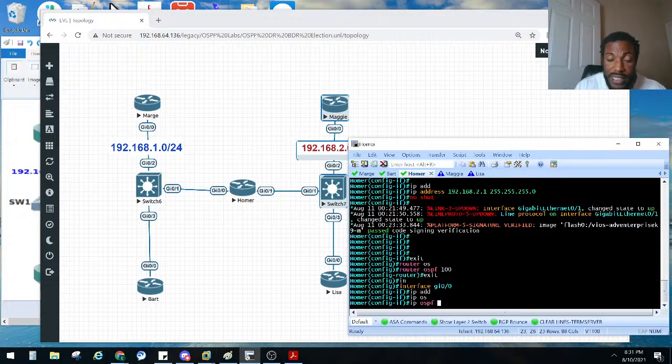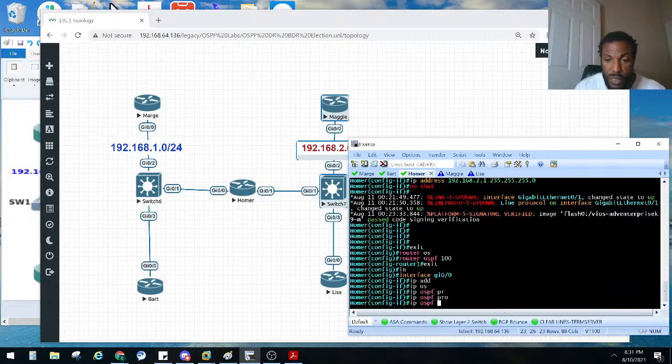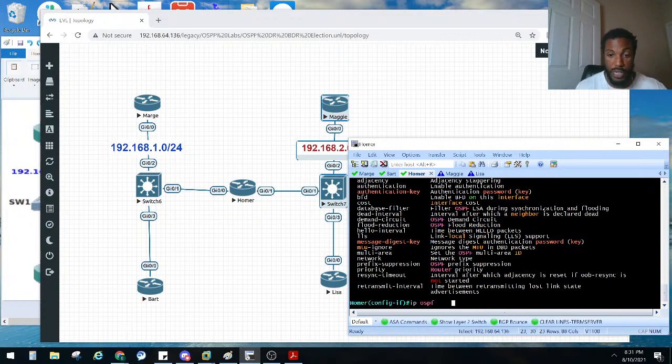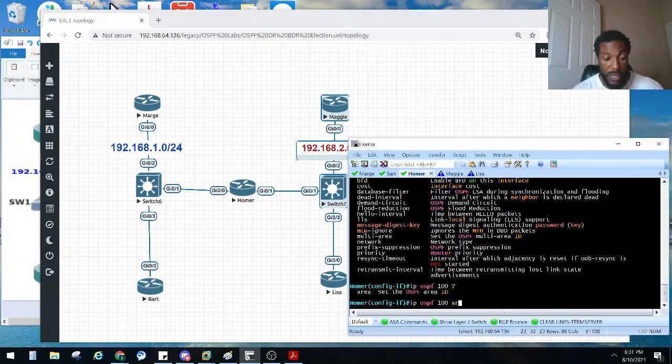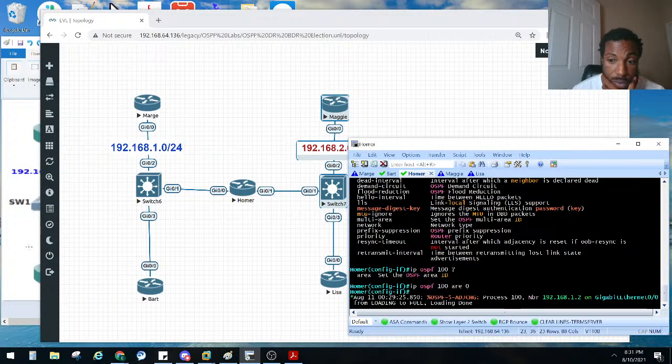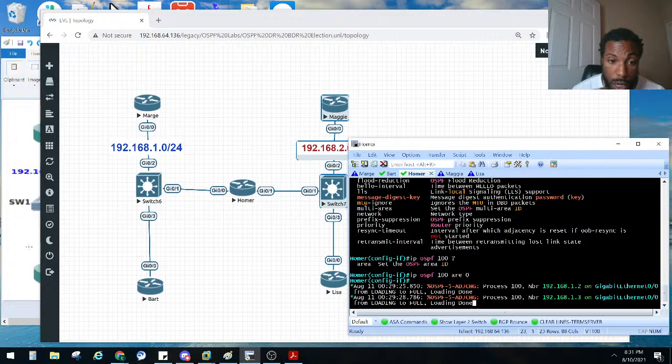I think you just put process. No, you just put the... how do you do it again? I have to remember now. Oh, you just put in the process number. So 100 area 0, and now that should make him a neighbor. Homer should be a neighbor with both Marge and Bart. By doing this, there goes Bart and there goes Marge, or vice versa, maybe, I don't know. But either way, he has two neighbors.